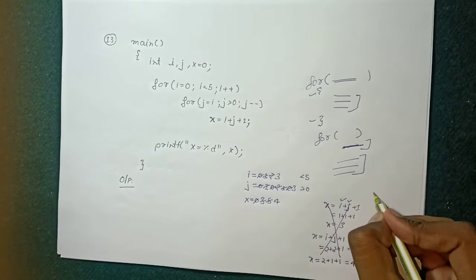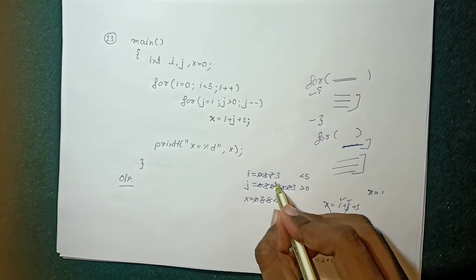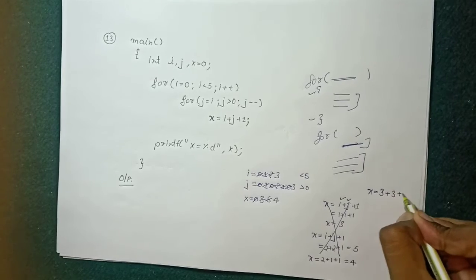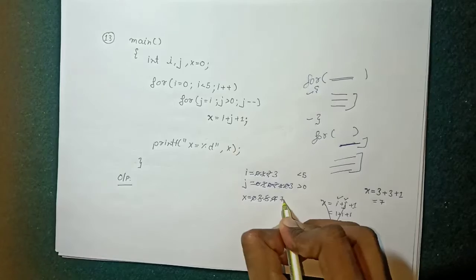Okay, so now the value of x is calculated as i plus j plus 1. The value of i is 3, the value of j is also 3, and plus 1. So x equals 7. Now the value of x becomes 7.